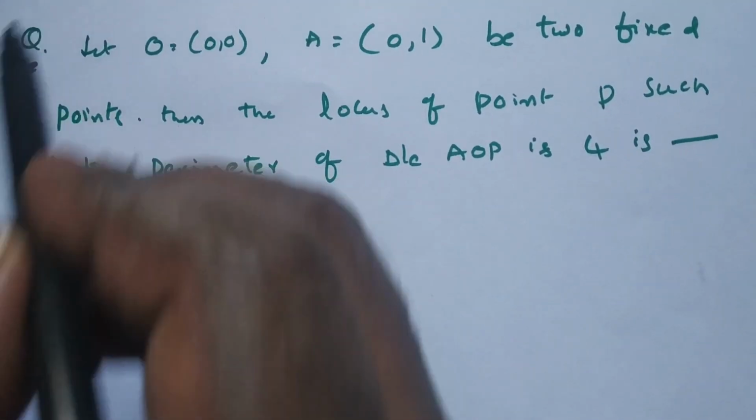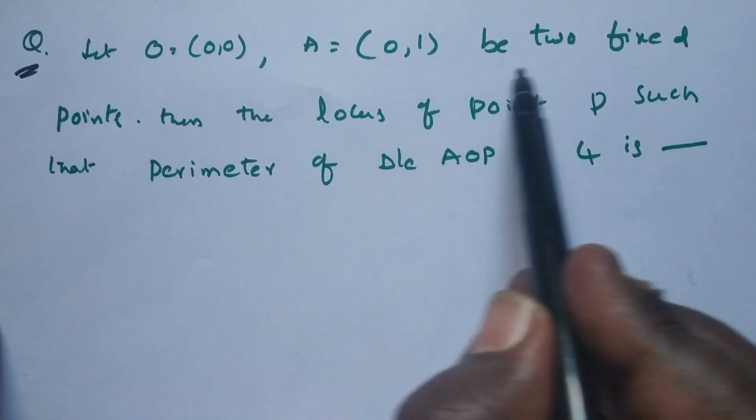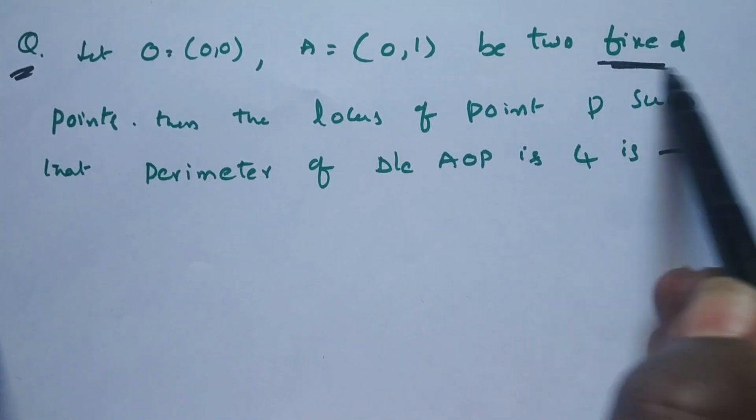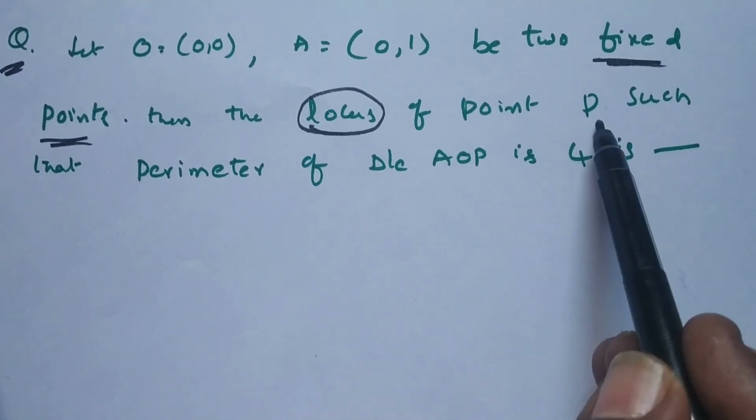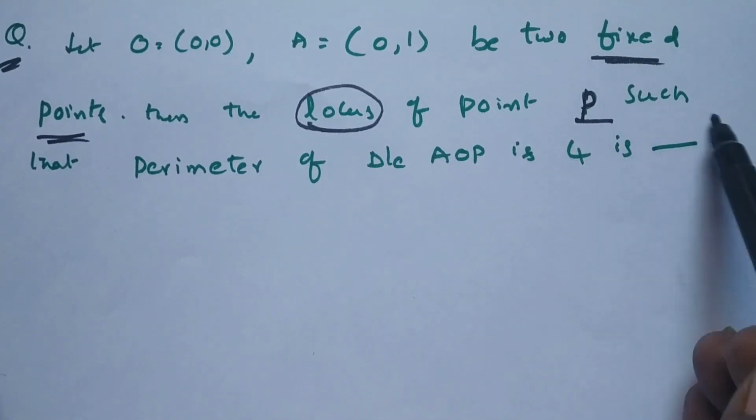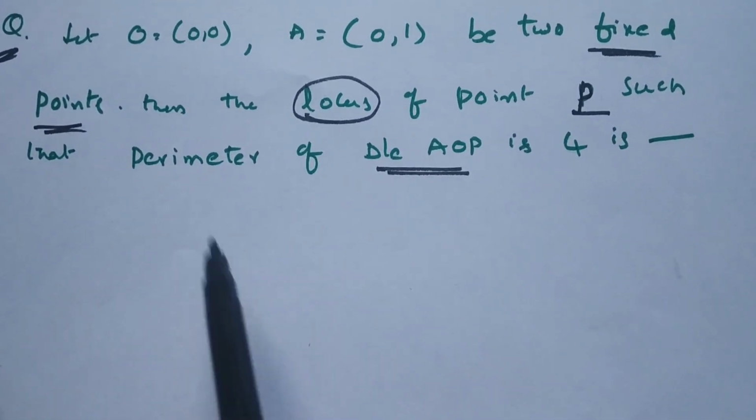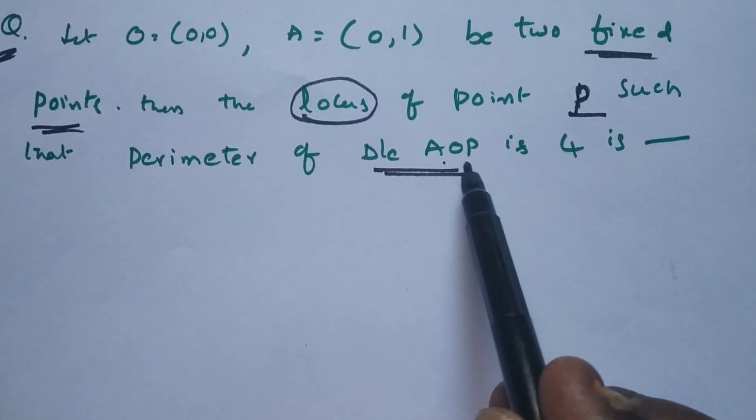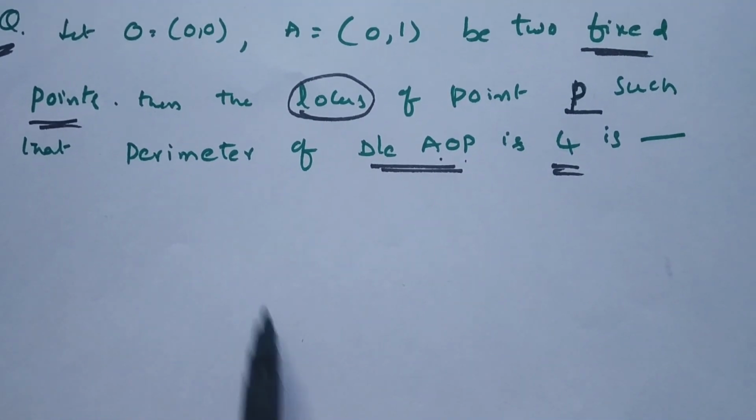Hello students, see this one. Let O be the origin and A (0, 1) be the two fixed points. Then we are going to find the locus of point P such that the perimeter of the triangle AOP, that is the sum of the 3 sides, is 4. So what are the given things?